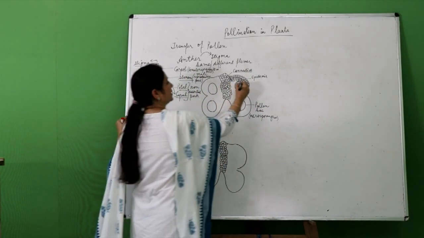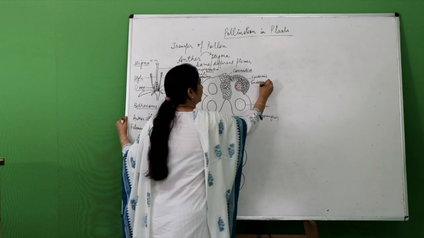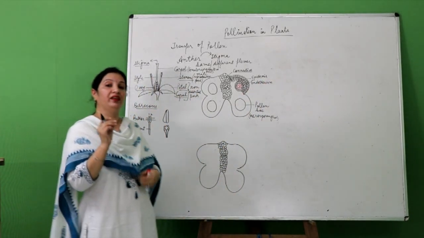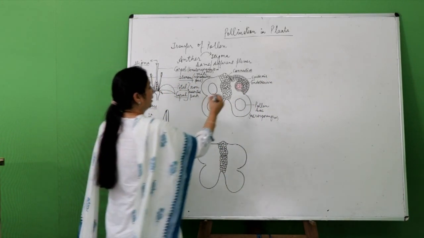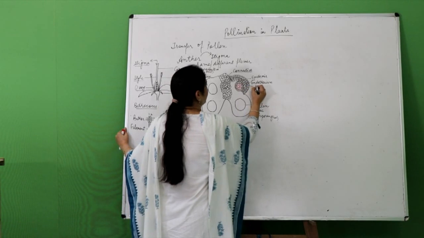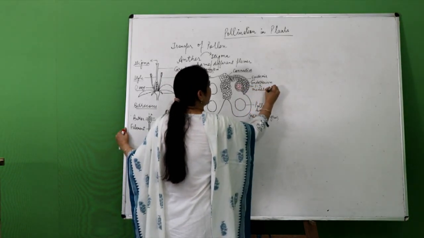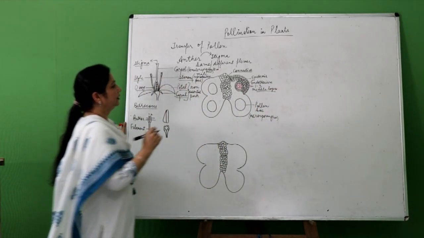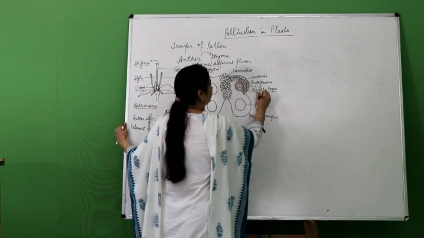Now, if we see the anther wall, it consists of the outermost layer, that is known as epidermis. Then inner to epidermis is endothecium. It has cellulose thickenings in its inner and radial walls, because of which it is also known as fibrous layer. Then we have 1, 2, 3 middle layers. And the innermost layer is known as tapetum.